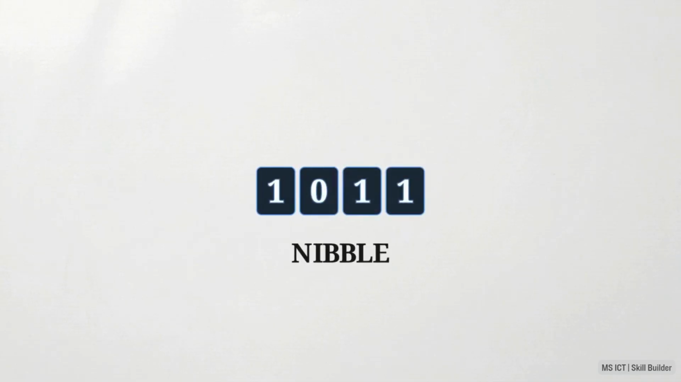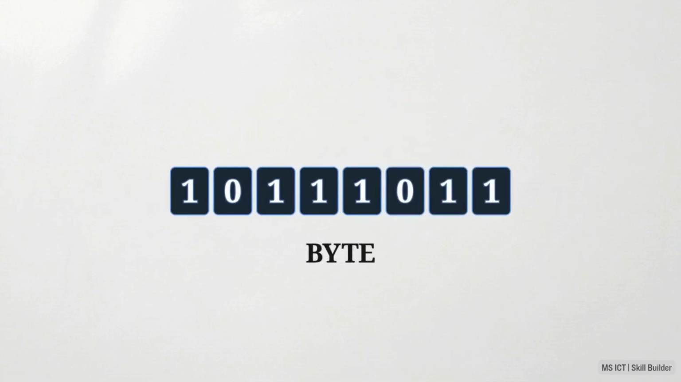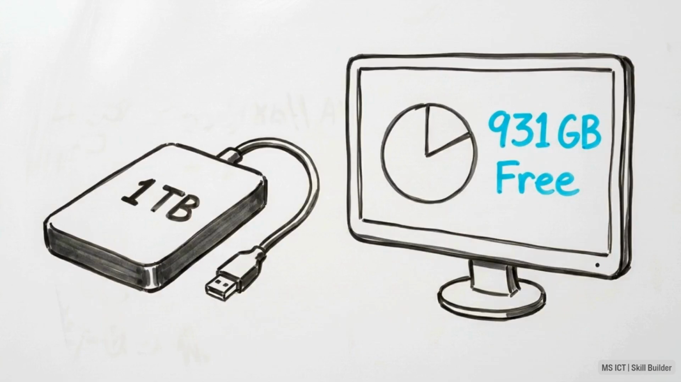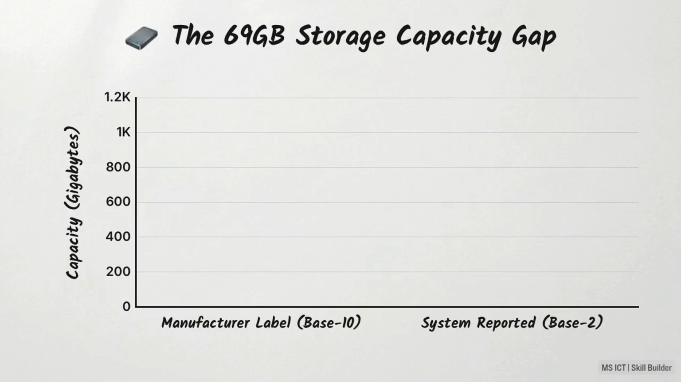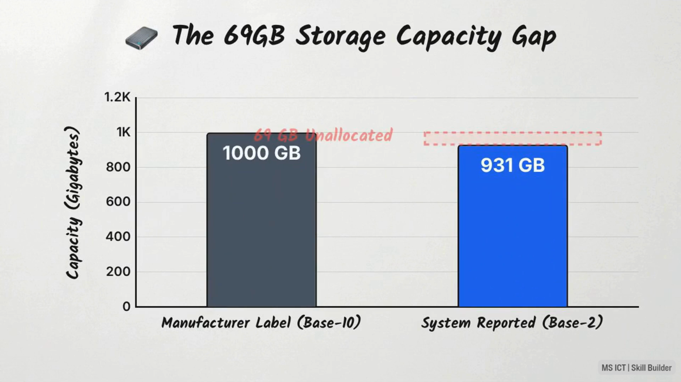At the very bottom of your hardware, all data is stored as a single bit, a 1 or a 0. Group 4 of those together and you get a 4-bit nibble. Double that and you form an 8-bit byte. When you buy a 1 terabyte hard drive, your computer often reports only 931 gigabytes of available space. This discrepancy means nearly 70 gigabytes of capacity appear to vanish as soon as the drive is plugged in.